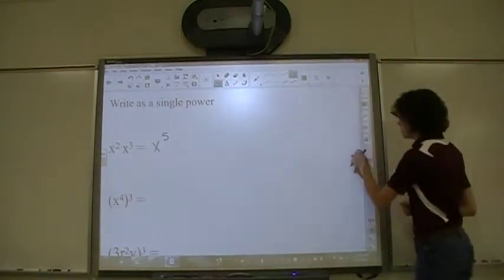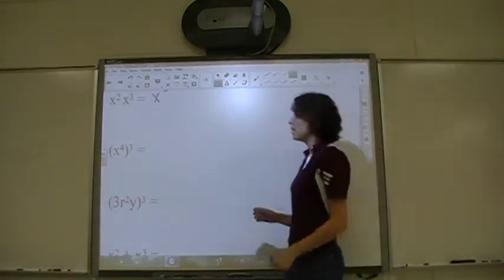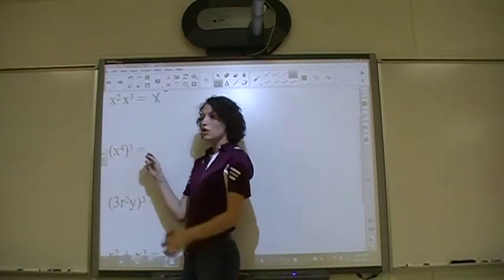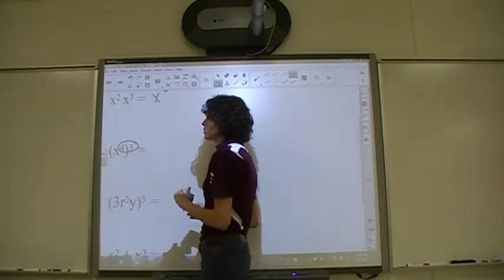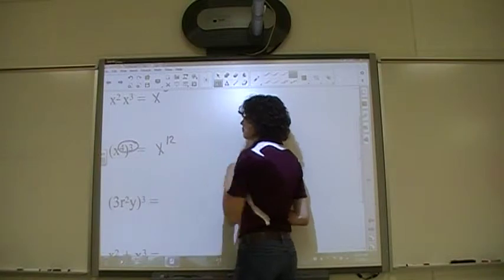All right, let's look at the next one. You have a power of a power: x to the 4th, cubed. You multiply these two exponents together and you get x to the 12th.